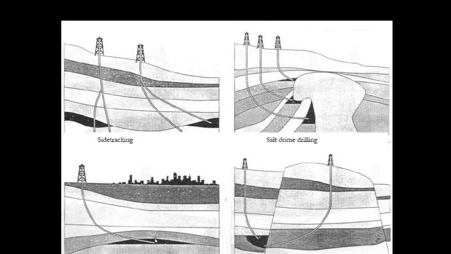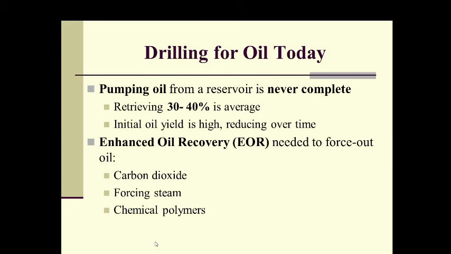And when you have a reservoir located underneath a city, you can bring the well in from the side. So you drill down or across to the reservoir. You drill down to the reservoir, and if you just pump, you can get 30 to 40% of the oil within that reservoir. And as you might imagine, initially you get a whole lot and then it reduces over time.